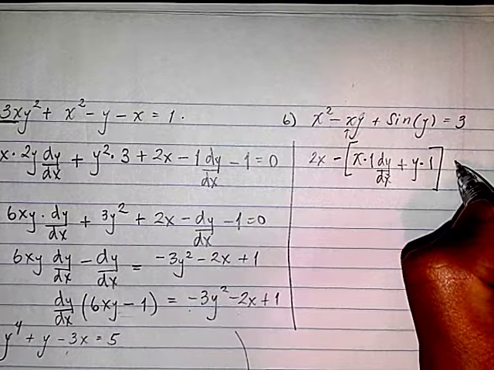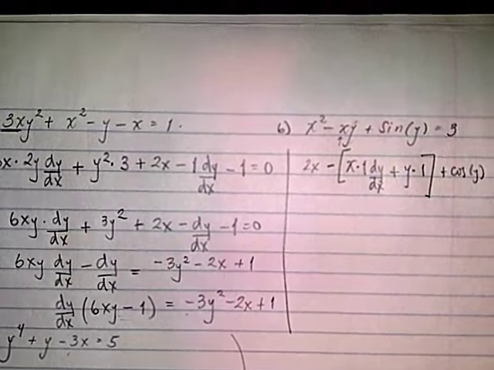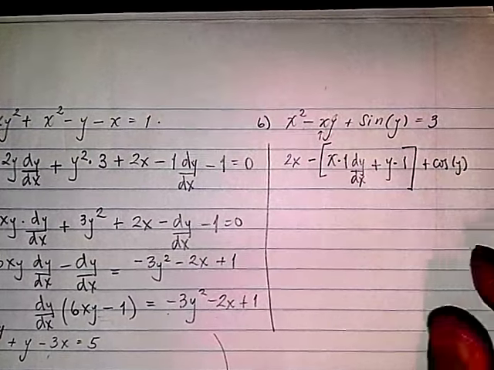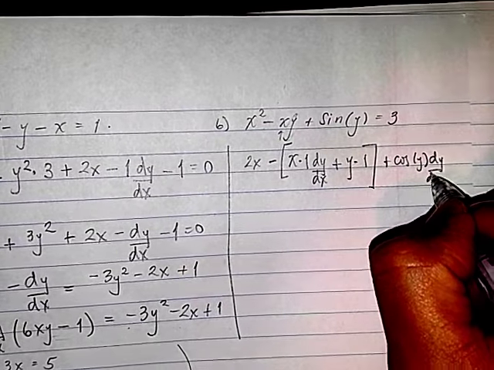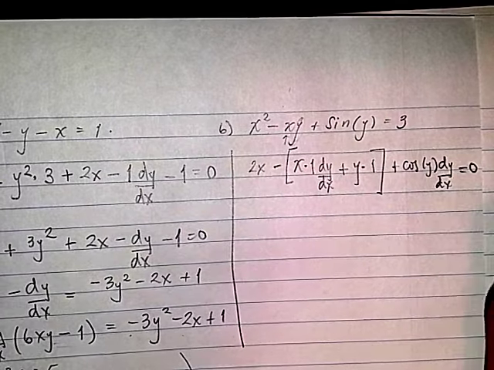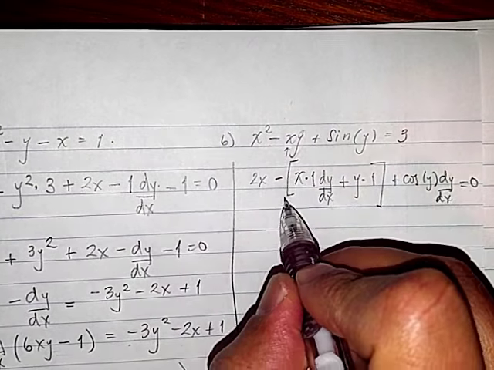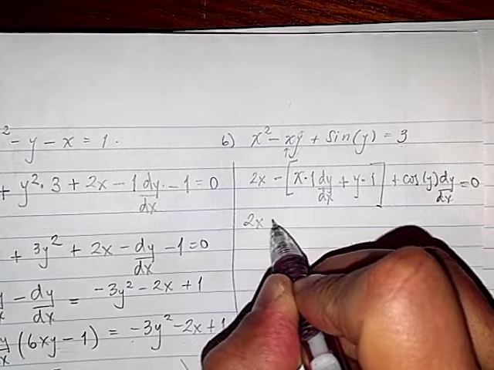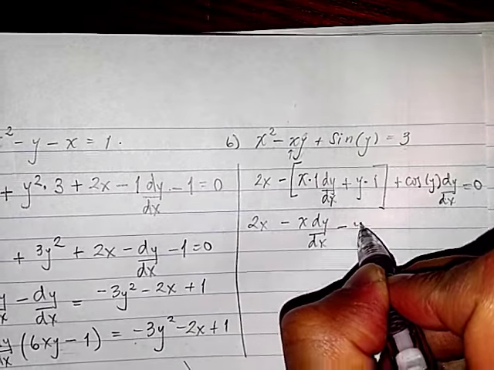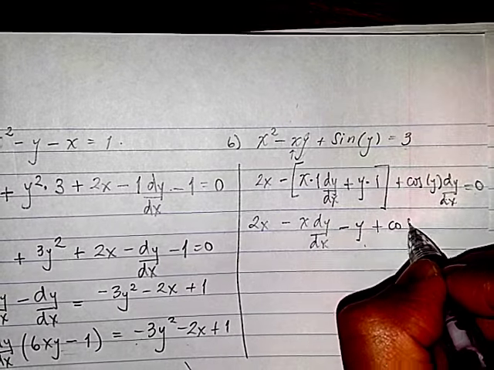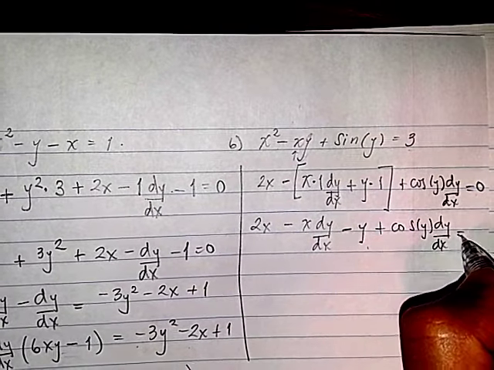Now, the derivative of sine y is cosine y. But again, because I'm doing this with respect to y, I have to tack on that dy dx. I'm running out of room here. Set it equal to 0. Why? Because the derivative of 3 is 0. So let's go ahead and clean this guy up. Let's distribute this negative. So 2x minus x dy dx minus y plus cosine of y dy dx is equal to 0.